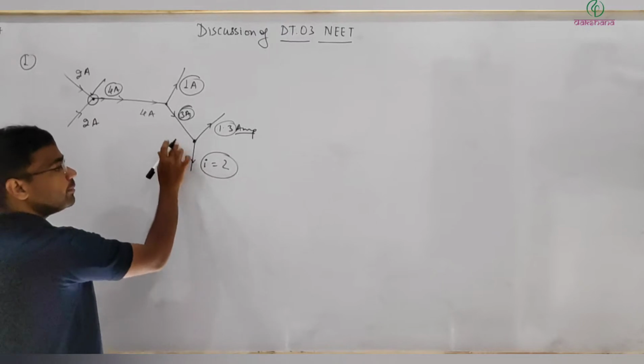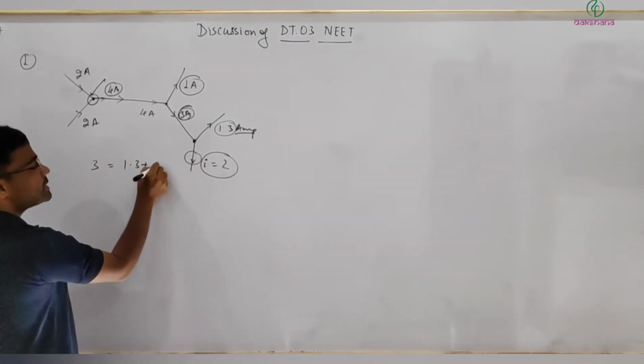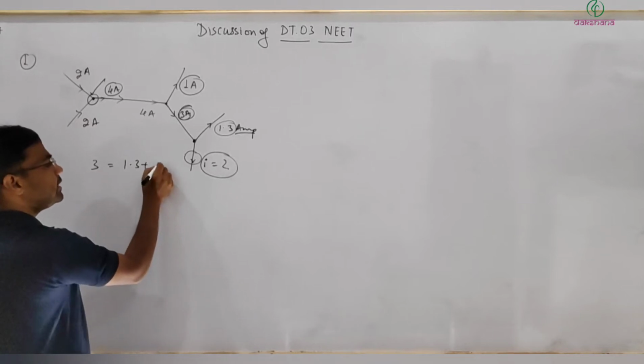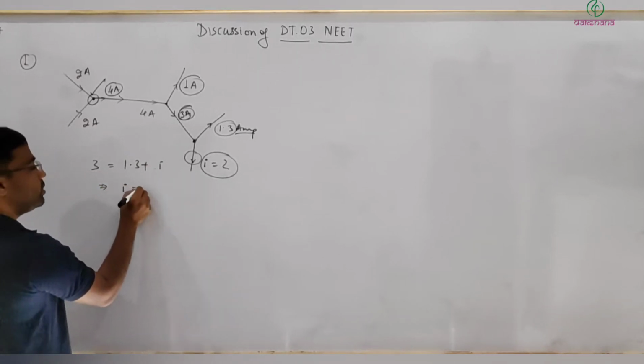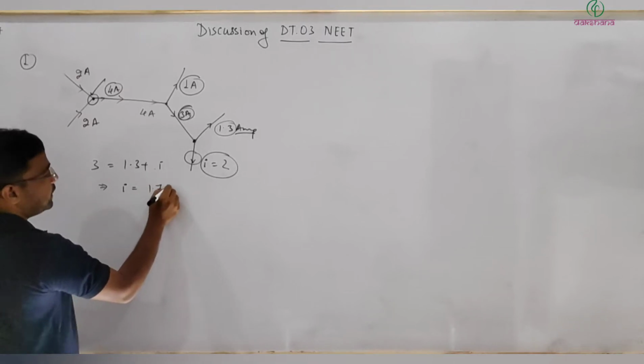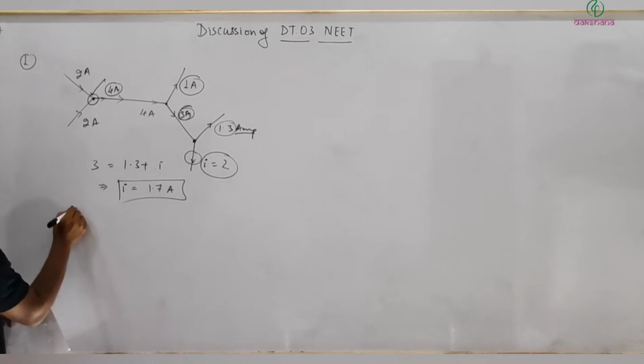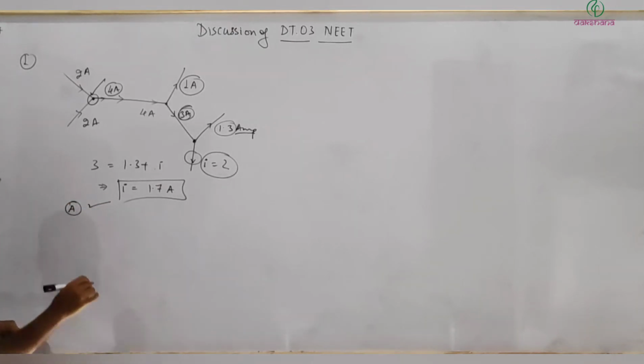Now if I apply the same KCL at this junction, then 1.3 ampere current is going, 3 ampere current is coming, so here how much? So current 3 should be equal to 1.3 plus, let me write this current I, and that comes out to be I is equal to simply 1.7 ampere. So your answer for question number 1 is A.